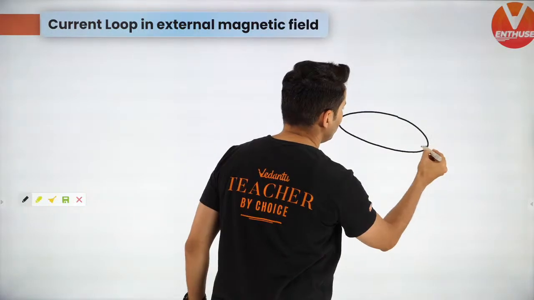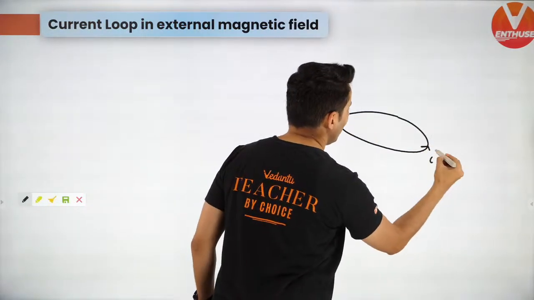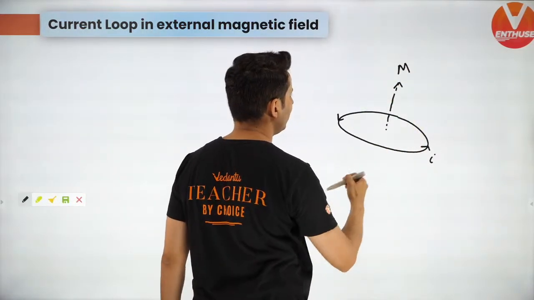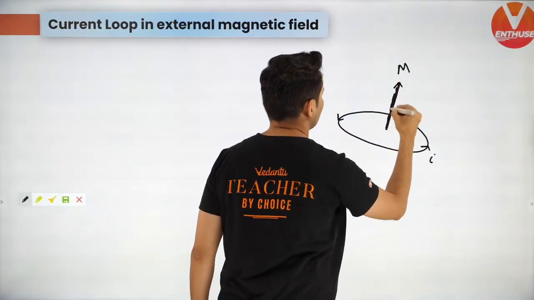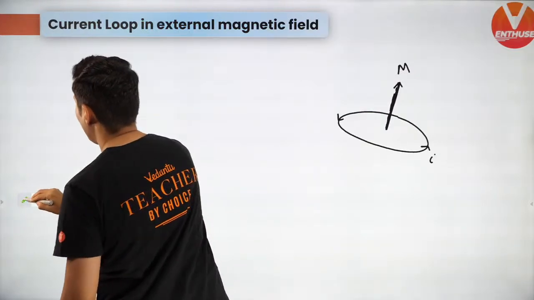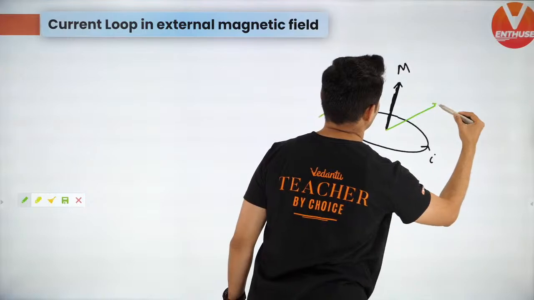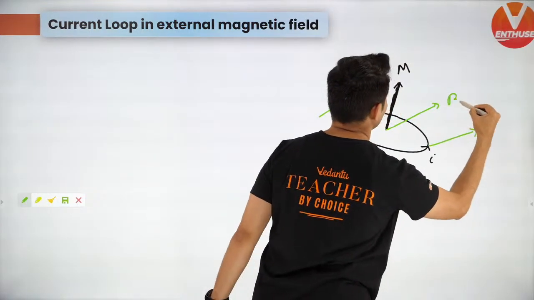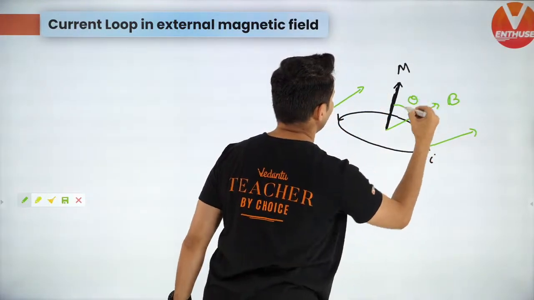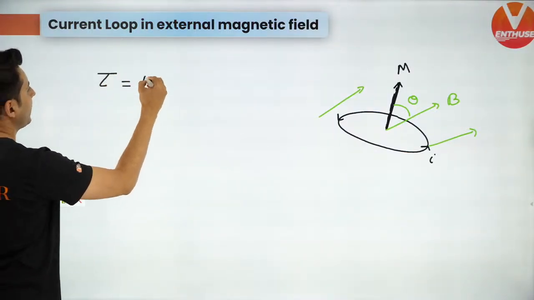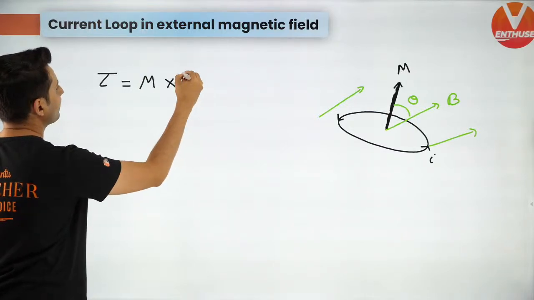So if this is a loop which carries some current I, and this is the magnetic moment, and the field could be in any direction. Let's say in this case the field is like this, and this is the angle between them, then the torque acting on it is given by M cross B.